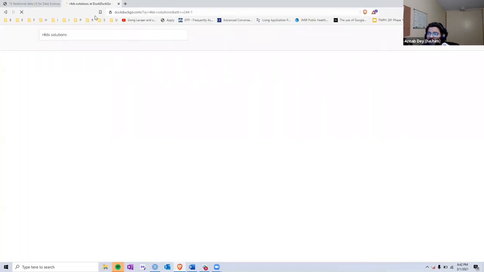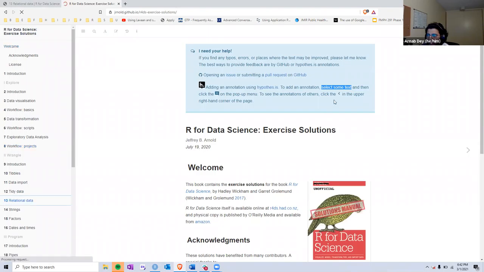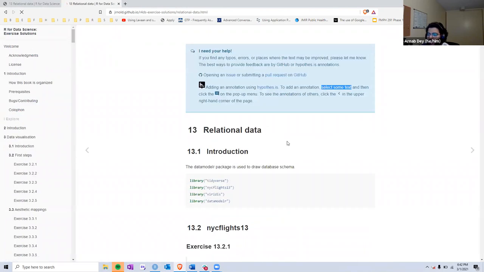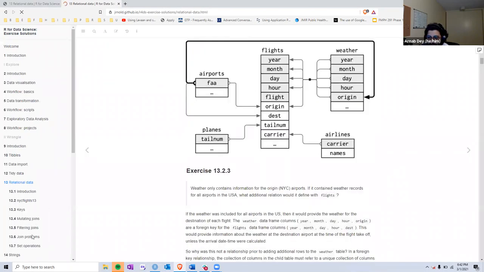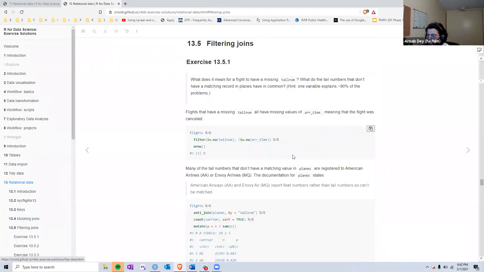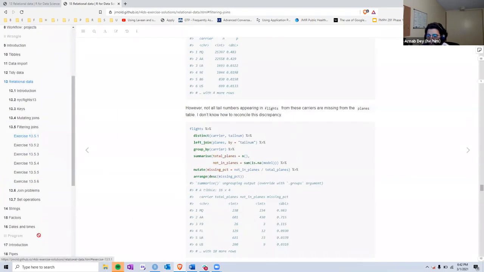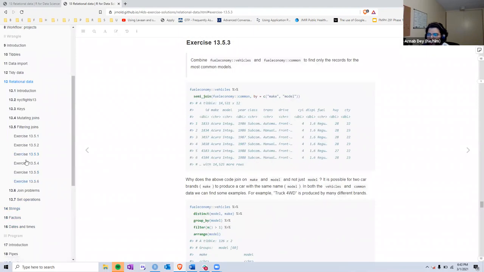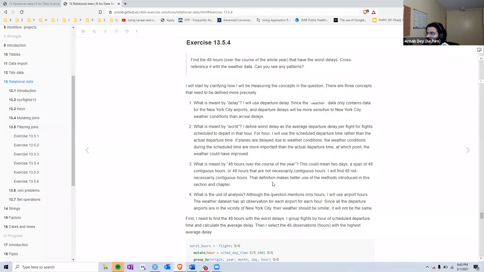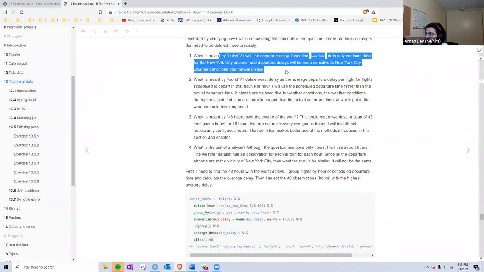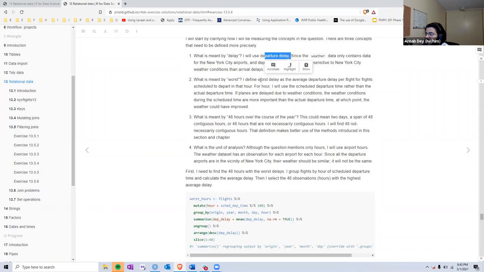Solutions. Okay. This one was filtering joins, and the question, I think, third or fourth. Let's start by clarifying how I will be measuring the concepts. This seems like a pretty lengthy thing. What is meant by delay? Delay should be departure delay. What is meant by worst? Worst delay is the average.